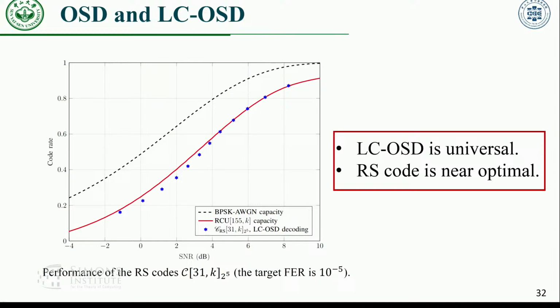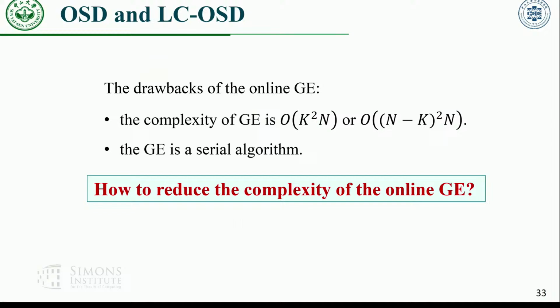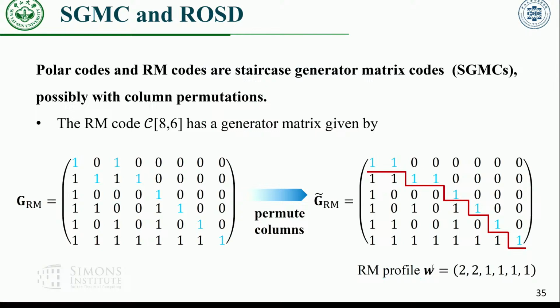Okay, and there is another problem for LC-OSD, which is online Gaussian elimination. The complexity is of order chi square times n. Even worse, the GE is a serial algorithm. We need to do Gaussian elimination column by column. Then how do we reduce the complexity of the online Gaussian elimination? Our idea is, instead of finding the algorithm, to think about how to construct a code that is easier for Gaussian elimination. That's our idea.